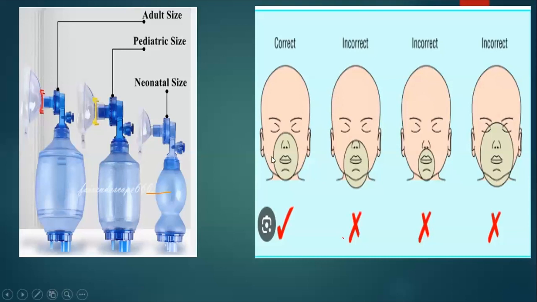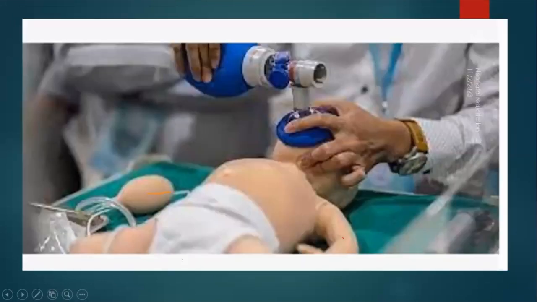So this is the correct application. The mask should not be so large that it covers the eyes or extends below the chin. It should not be so small that it does not cover the nose, and it should not leak from the lower side of the mask. It should appropriately cover the mouth and the nose without being oversized or undersized. After picking the appropriate mask, we continue to positioning of the child.